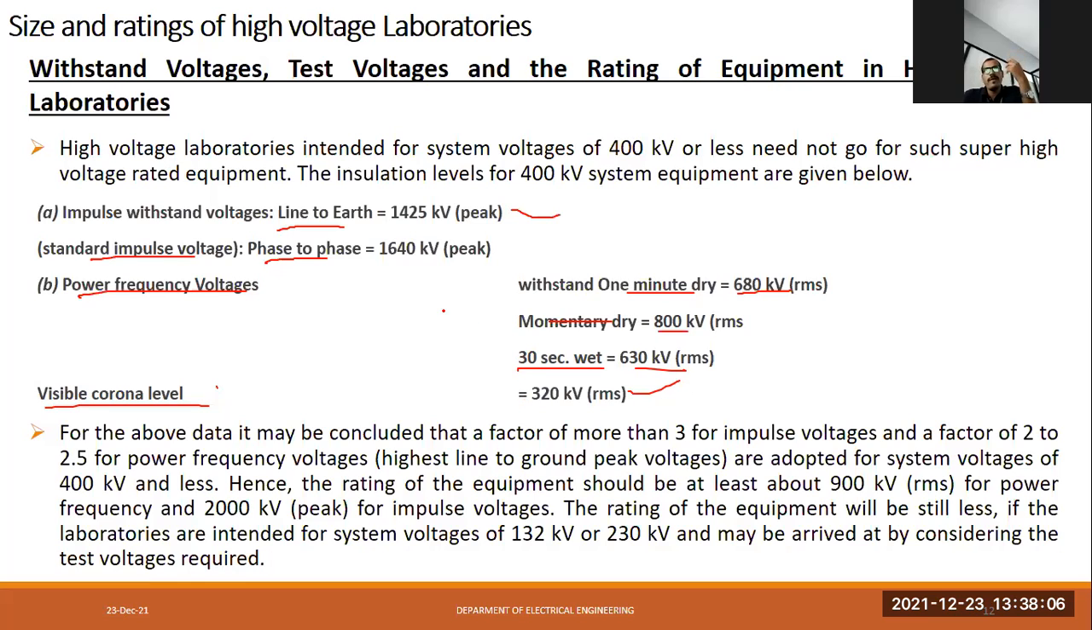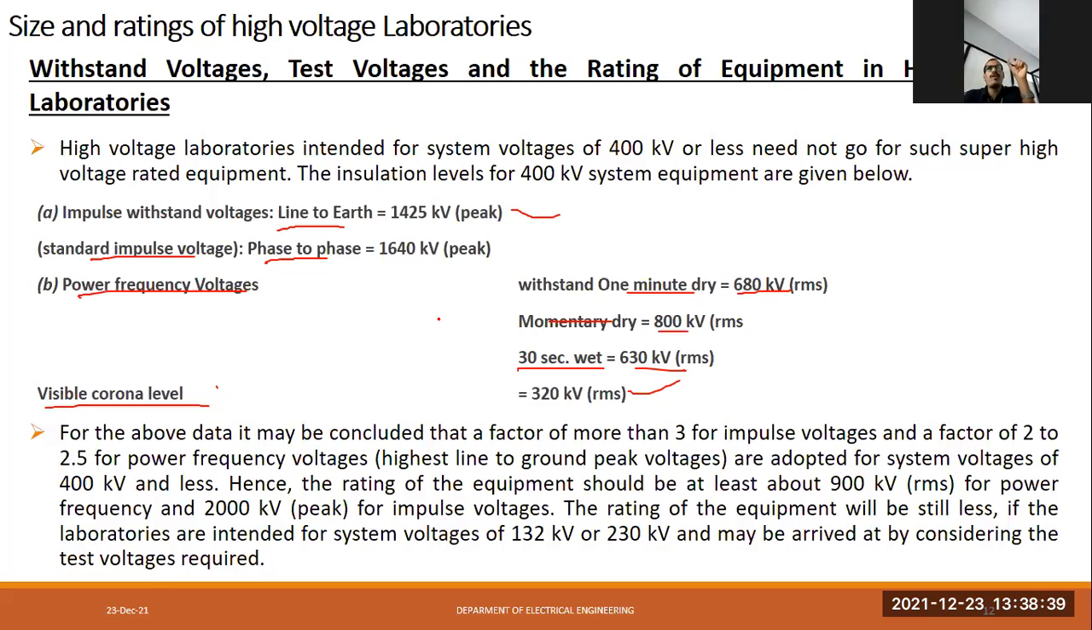So whatever data we have above shows that the factor should be more than three, or three times, for the impulse voltage, and 2 or 2.5 times for the power frequency voltage. That means it will have the highest line to ground peak voltages, and all voltages should be adopted by the system of 400 kV, or less than that value.